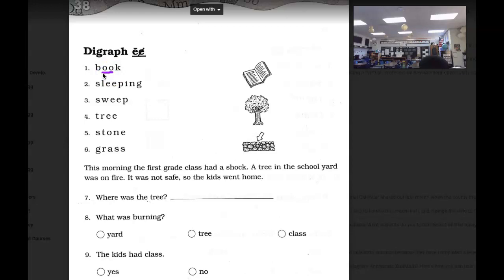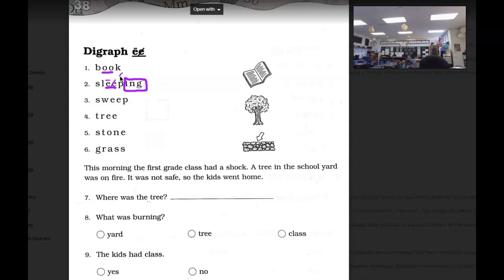Next one, we have sleeping. Okay, we're going to underline the digraph. We have a prefix, so we're actually going to box this in. I only hear one E, so I'm going to cross out this E and put in a macron. And we're going to accent the first syllable because we say sleeping, we don't say sleeping. Okay?